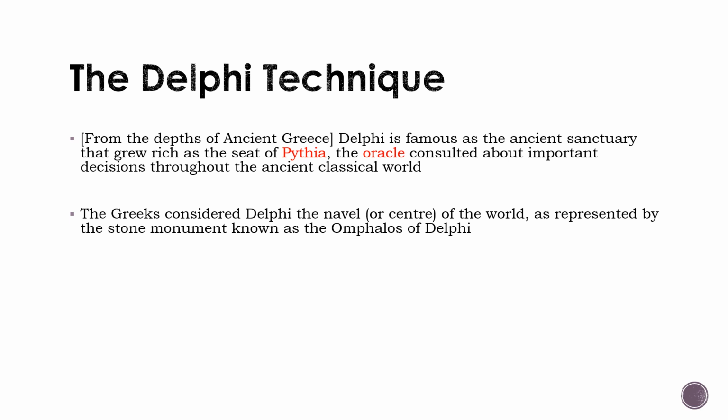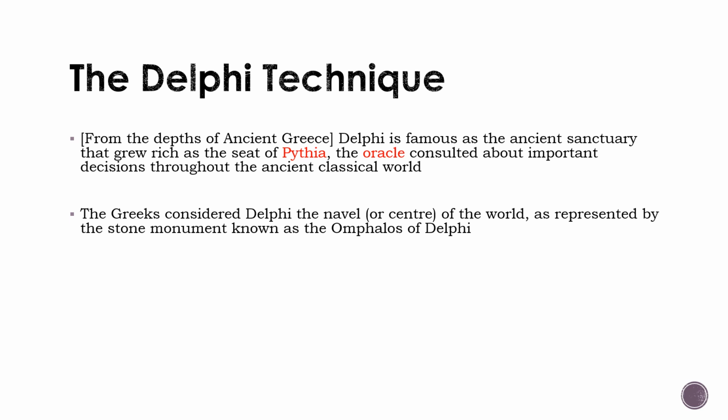So the second one, the Greeks considered Delphi the navel or the center of the world. So that's the importance of Delphi. The ancient Greeks considered that Delphi is the center of the world, as represented by the stone monument known as the Omphalos of Delphi. So there was a stone monument known as the Omphalos of Delphi, and Delphi is what the ancient Greeks considered the center of the world.